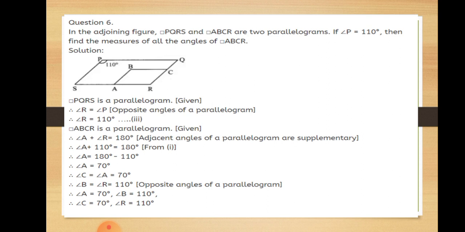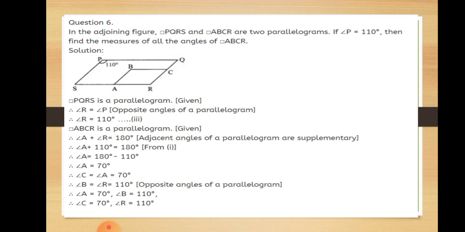Why? What is the reason behind it? That is opposite angles of a parallelogram. Therefore angle R equals how much? 110 degrees. Okay. Now ABCR is a parallelogram. Now angle A plus angle R is equal to how much?